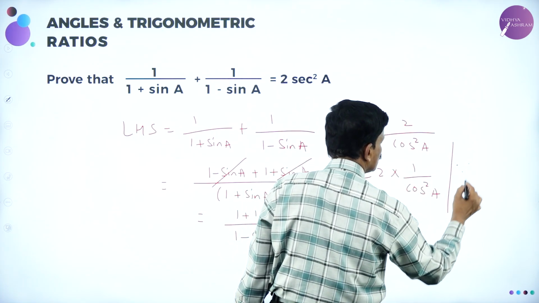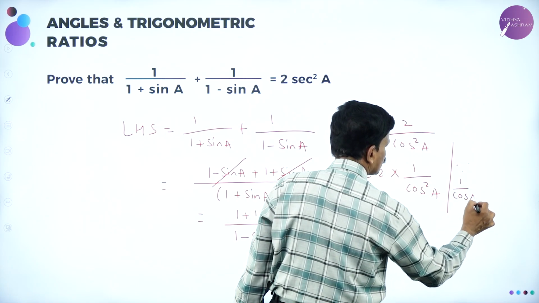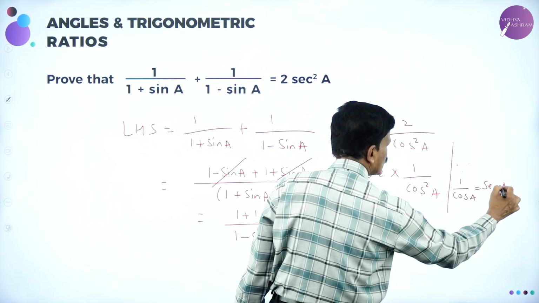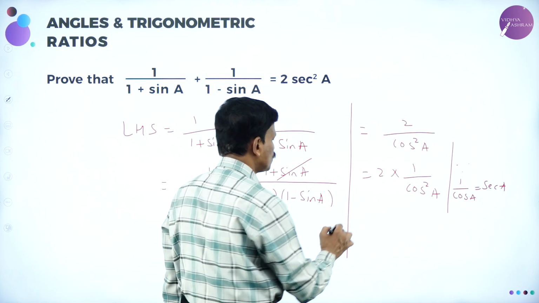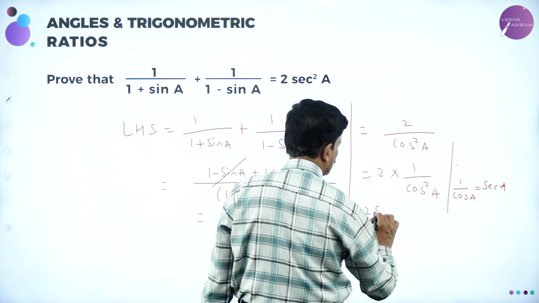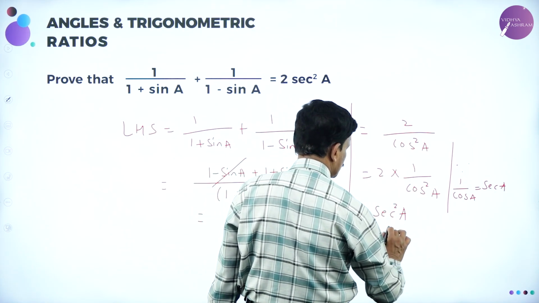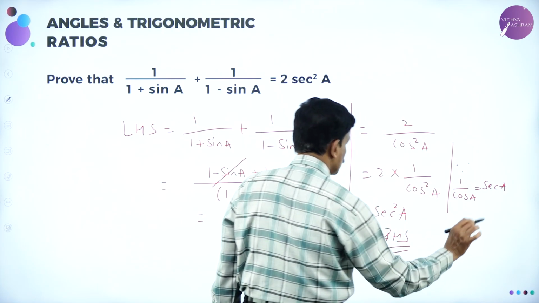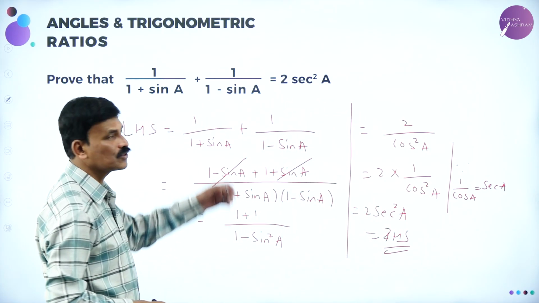Since you know that 1 over cos A is equal to secant A, 1 by cos square is equal to secant square. So 2 into 1 over cos square A is 2 secant square A, which is the required RHS. That's it. 2 secant square A.